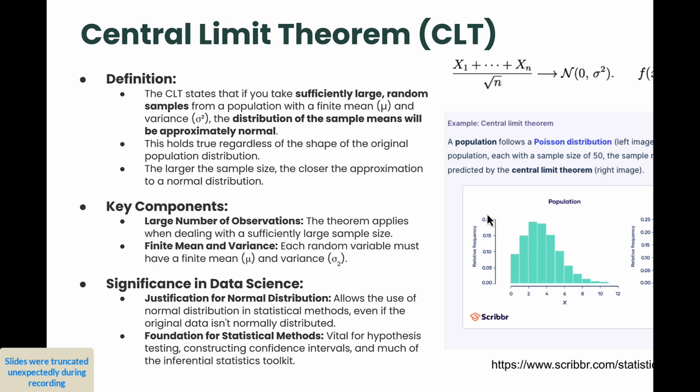Okay, so the key component here is that we need to have a large number of observations because we need to calculate the average over multiple samples. And also we must have a finite mean and variance. If the average is infinite or the variance is infinite, it doesn't converge, because it needs to converge around a finite value. So the mean must be a finite value, and the variance also the same thing.